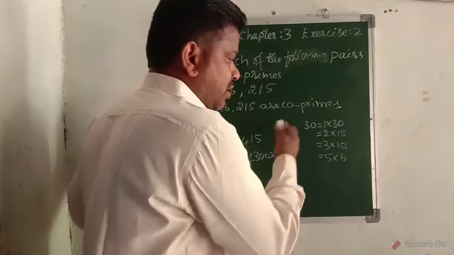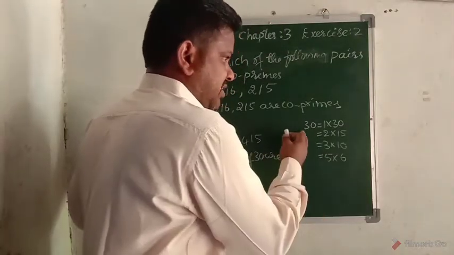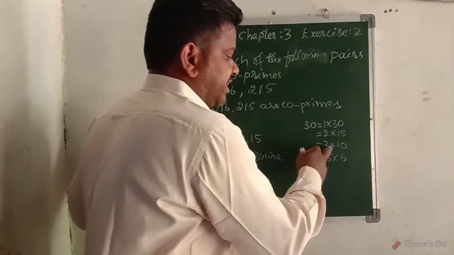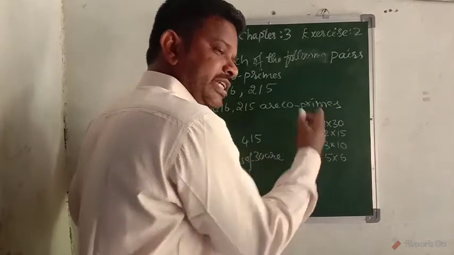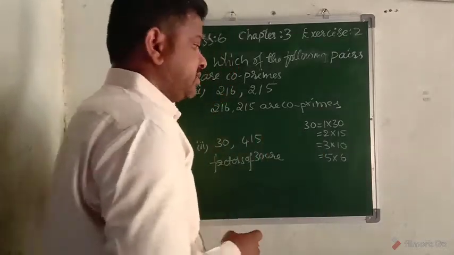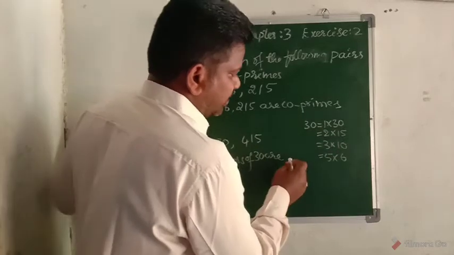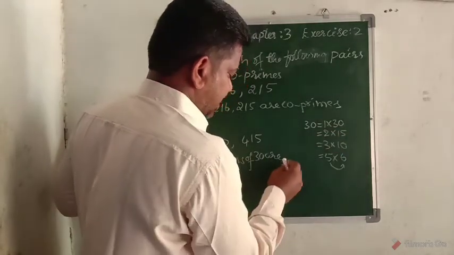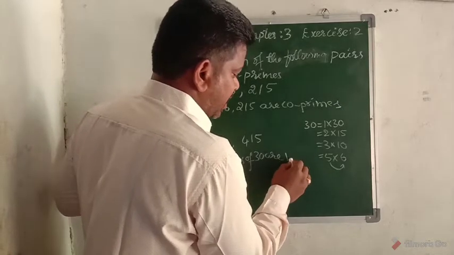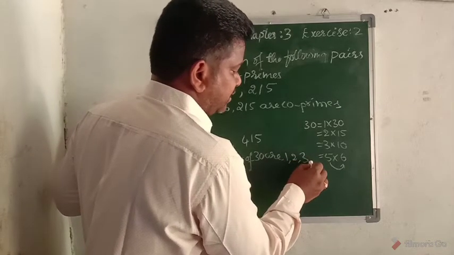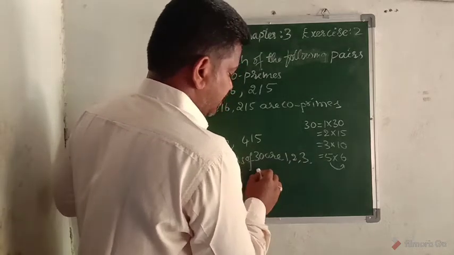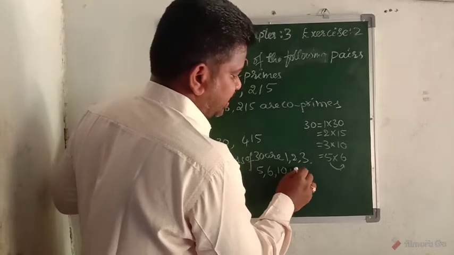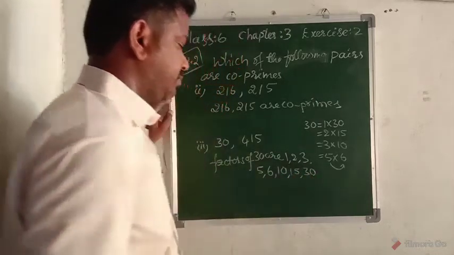After that, 7 is not divisible. Then 8, is it divisible? No. 9, nothing. 10 times 3 is 30, so it is already included, and there is no need to write it again. So these are the factors of 30. Factors of 30 are 1, 2, 3, 5, 6, 10, 15 and 30.